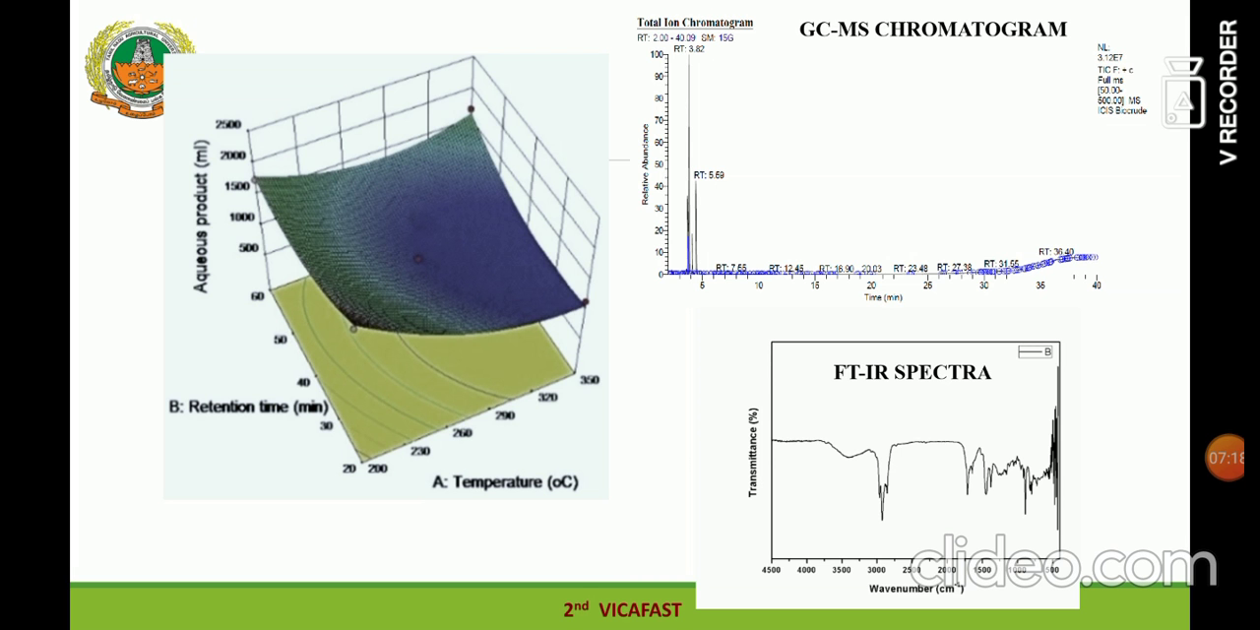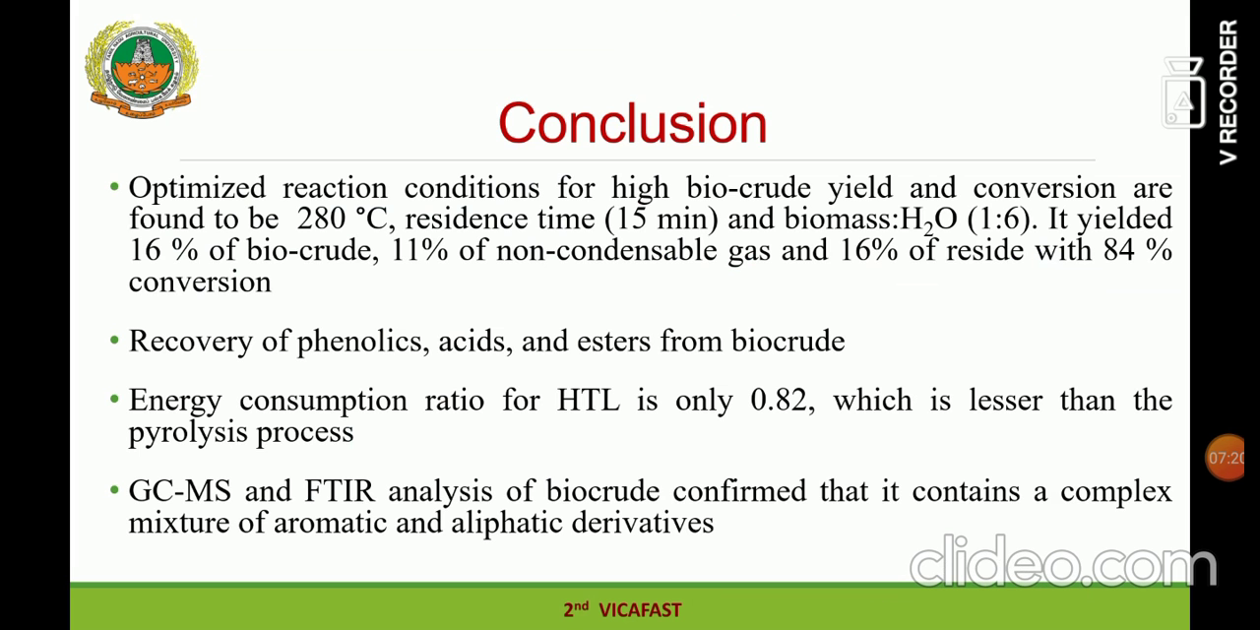So these confirm that this biocrude can be utilized or recovered to extract phenolic compounds, acid compounds, and esters. So this can be a biofuel for chemical industries. That is, it is an organic, eco-friendly material for any chemical synthesis like phenolics, acids, and esters. Even petroleum compounds can also be extracted from this biocrude.